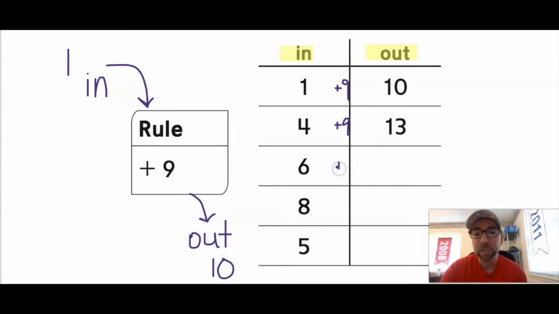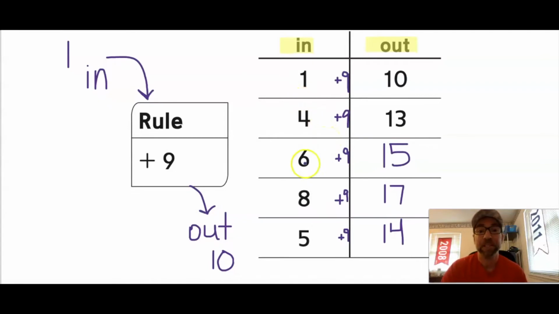6 + 9, 8 + 9, and 5 + 9. Go ahead and hit that pause button and see if you can come up with the missing output for some of our problems. When you're done, press play to see if you got the answers correct.